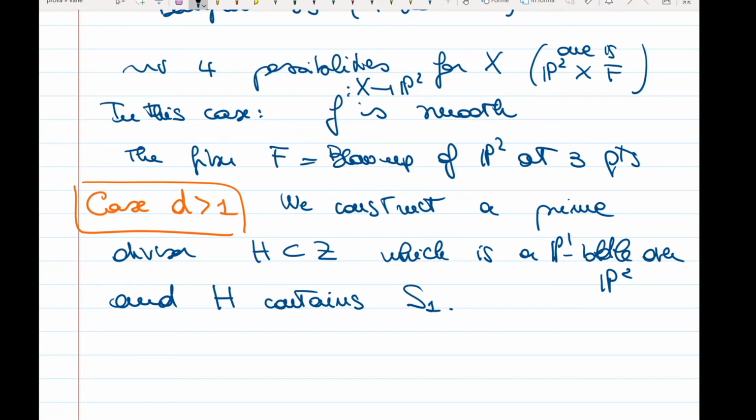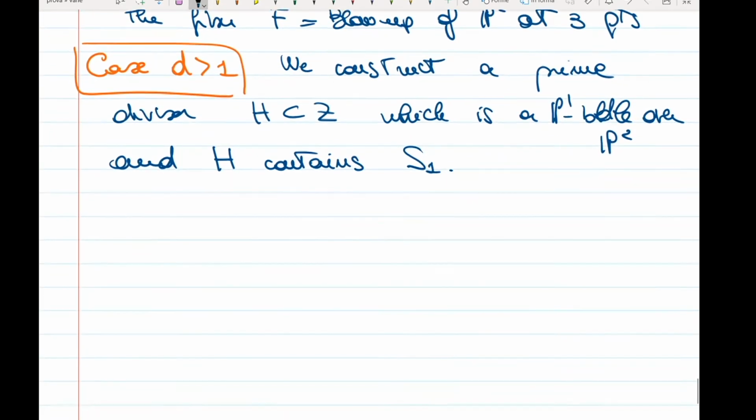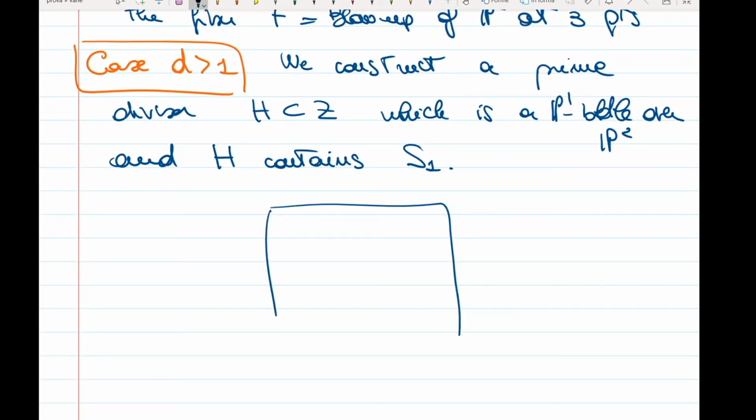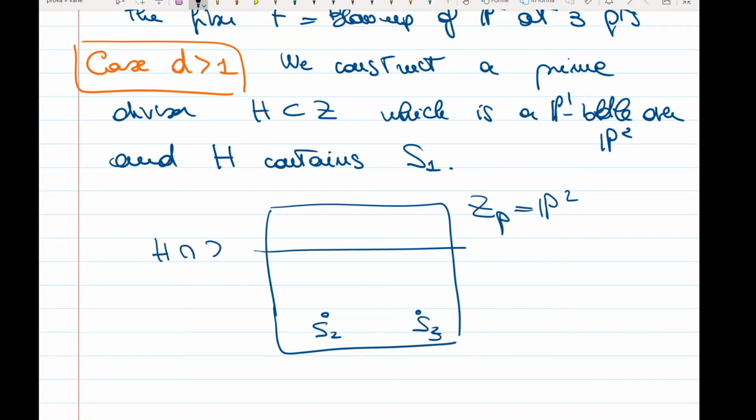Okay, so I would say this sentence is the part where we have to work. But then once we have this, it's easy to conclude what the degree must be, because remember we had our P2 with the 2 points in S2 and S3. And then here we have a line, which is H intersected with the fiber. And we have the D points in the line. Okay. But we knew that since the blow up must be del Pezzo, these points are in general linear position.